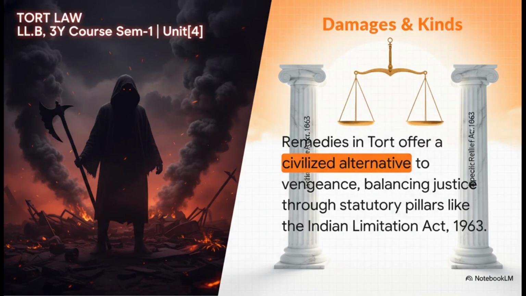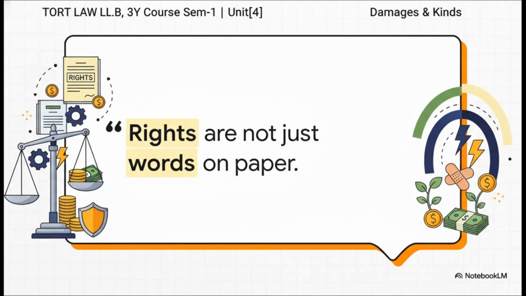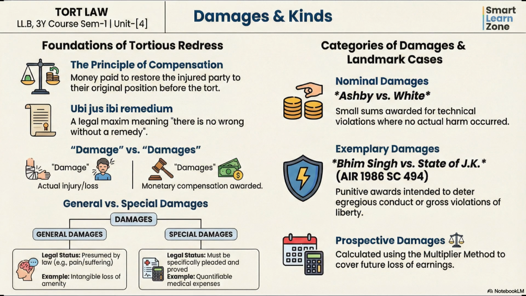In conclusion, the system of awarding damages in tort law provides a structured and civilized alternative to personal retribution. It offers a means of achieving justice and is firmly supported by statutory frameworks, including key legislation such as the Indian Limitation Act 1963 and the Specific Relief Act 1963. The award of damages thus transforms legal principles into tangible outcomes. It reinforces a foundational truth of our legal system, that rights are not merely abstract concepts written on paper, they are enforceable, and their violation will be met with a meaningful remedy.